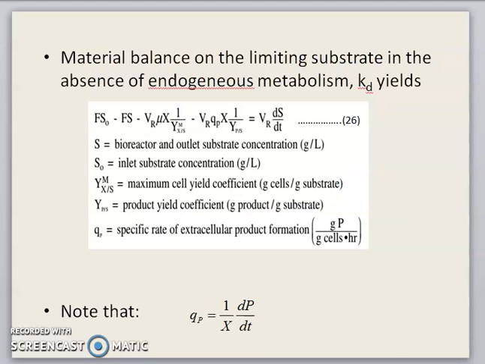Next, the material balance on the limiting substrate in the absence of endogenous metabolism, Kd, will yield equation 26 here. You have to note that Qp is equivalent to 1 over x dP/dt. This is the specific rate of extracellular product formation, the product formation rate.